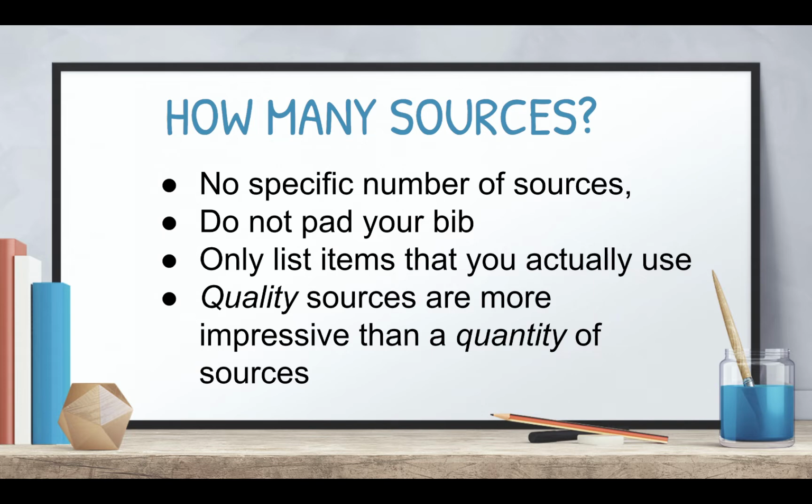What you don't want to do is pad your bibliography just by adding more and more sources that you don't use. It's actually academic dishonesty, and people can read through that pretty quickly. So only list items that you actually use, and it is true that quality sources are more impressive than a quantity of sources. So really good sources are much more important than, oh, look, I got 37 sources and my bibliography is 84 pages. Well, you just kind of wasted your time. All right, so quality over quantity.